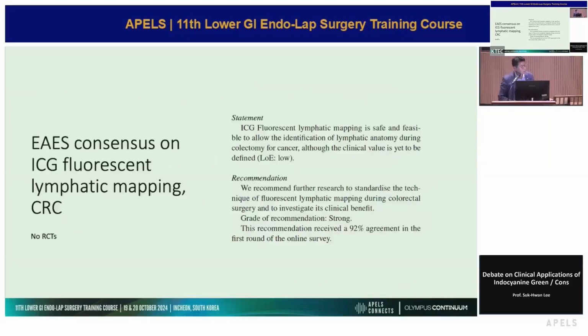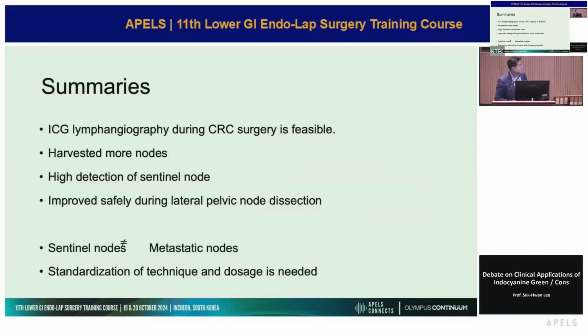Based on the EAES consensus, ICG is for research purposes only. So it is not recommended for routine clinical practice yet. ICG lymphangiography is feasible. By using ICG, we harvested more nodes, with high detection of the sentinel node. But I think we might have some unnecessary operations based on this lymphatic-oriented surgery.